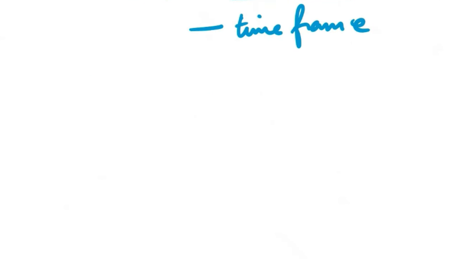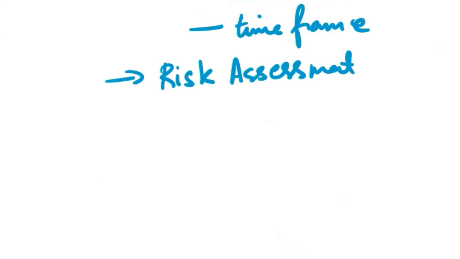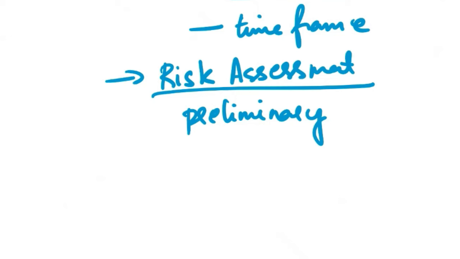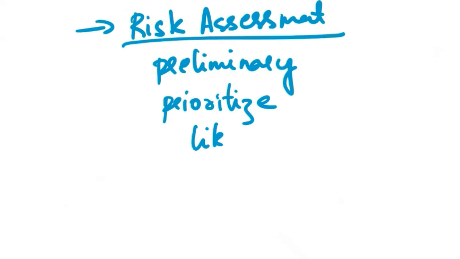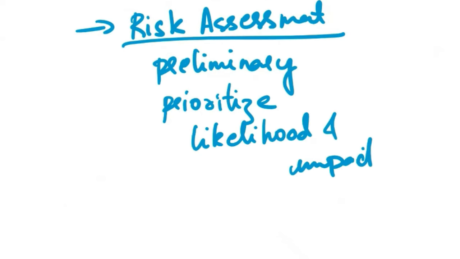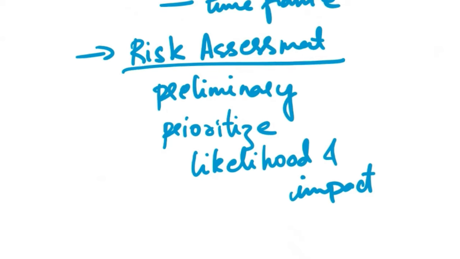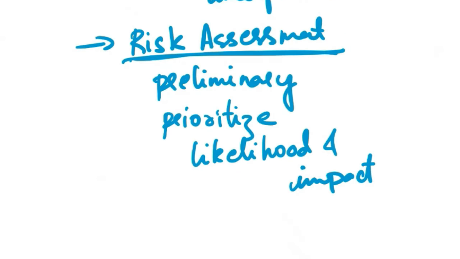After the audit scope, the next step is to consider risk assessment. Here you conduct a preliminary risk assessment to identify potential risks and vulnerabilities that impact the IT environment. You use risk assessment techniques to prioritize areas for the audit scope based on the likelihood and impact of risks. If you want to know more about risk assessment, there's a separate video which talks in depth about it. I will link it in the description box.